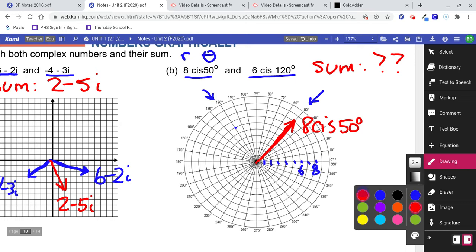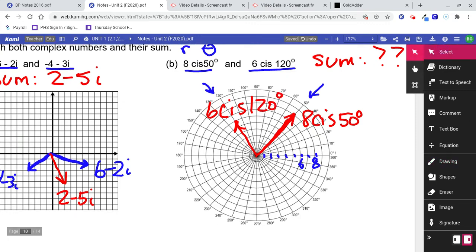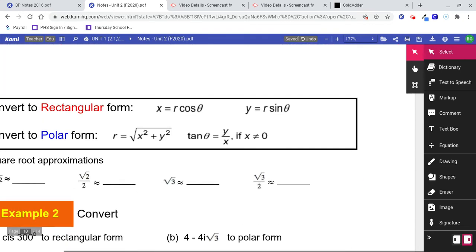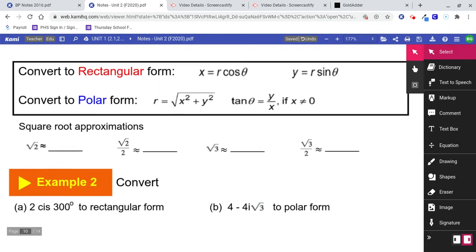Yep, that's 6. So we want a vector which has direction and magnitude. Don't forget the arrowhead. If you forget the arrowhead, then you don't have direction. Okay? Direction and magnitude. There's 6 cis 120. Now again, we're not going to do the sum just yet because we'd have to convert, and we haven't learned that yet.